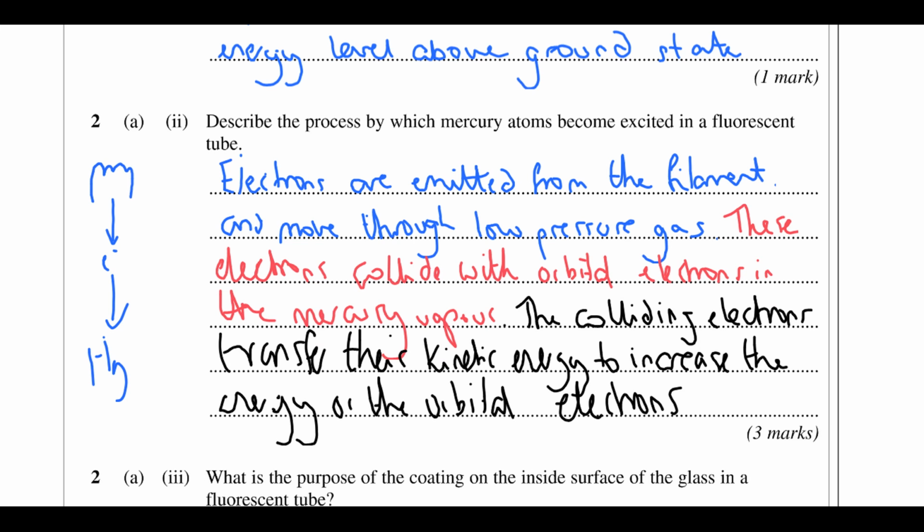The colliding electrons transfer their kinetic energy to increase the energy of the orbital electrons, or the way you can think of it is they've increased their potential energy because they've moved further away from the nucleus there. So those would be the 3 points you're looking for there.